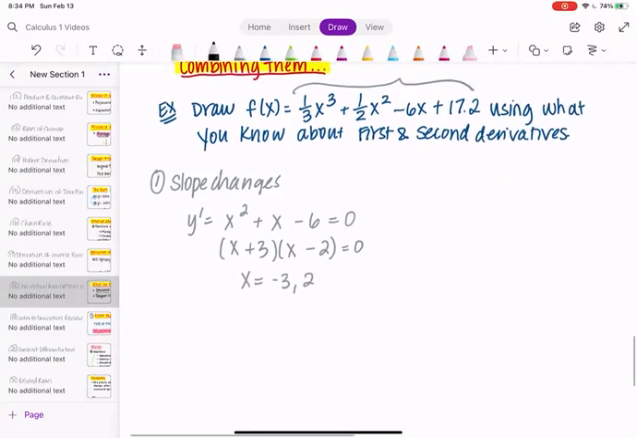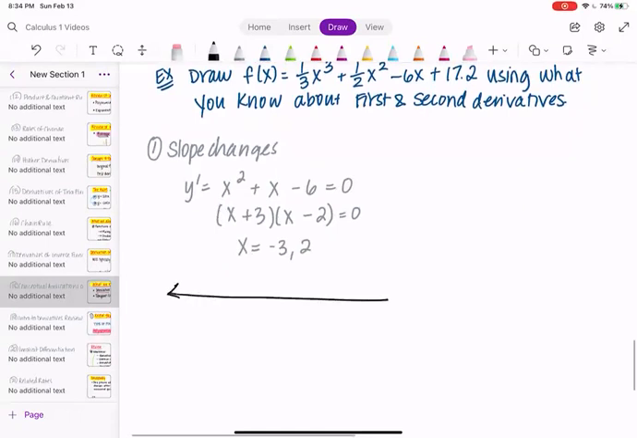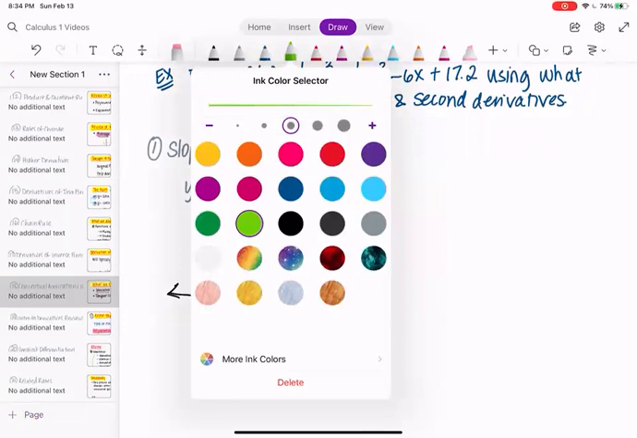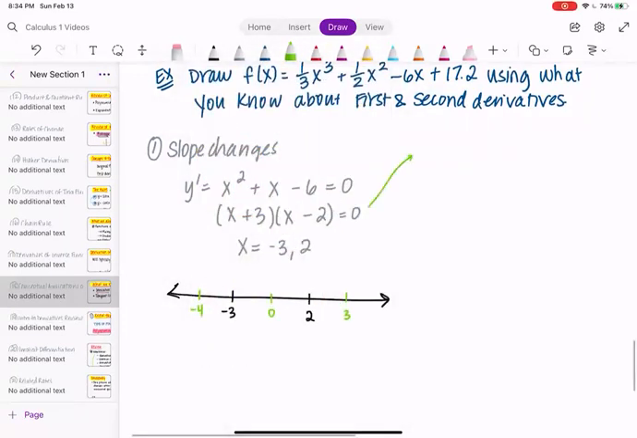So now what I'm going to do is I'm going to plug that into a number line, right? But because I have two values, I'm going to put both of them on there. And I actually have to test all three of these ranges. So I'm going to test -4, I'm going to test 0, and I'm going to test 3. So if I'm testing -4, I plug in -4 plus 3 and -4 minus 2. And that gives me -1 times -6, which is +6. So that is going to be positive here, which indicates that it's increasing to the left of -3, right?